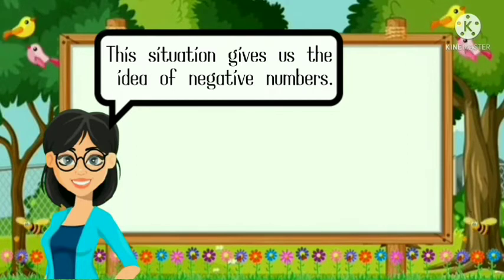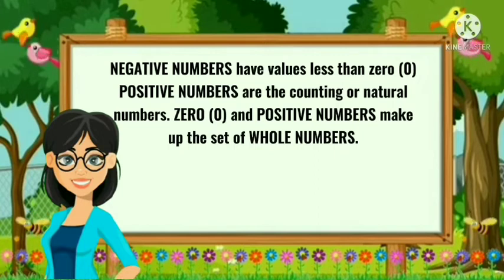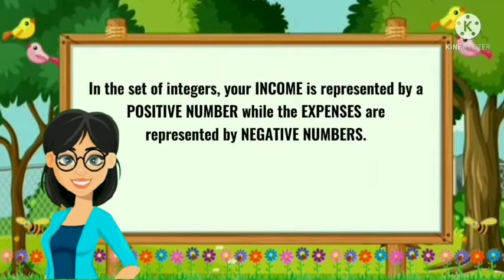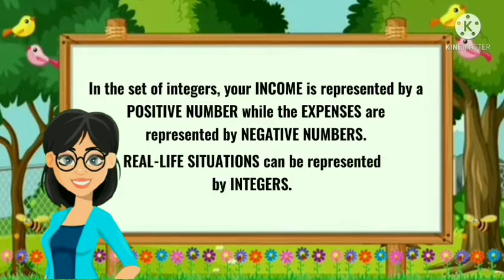This situation gives us the idea of negative numbers. Negative numbers have values less than 0. Positive numbers are the counting or natural numbers. 0 and positive numbers make up the set of whole numbers. Positive numbers together with 0 and negative numbers are called integers. In the set of integers, your income is represented by a positive number while the expenses are represented by negative numbers. Real-life situations can be represented by integers.